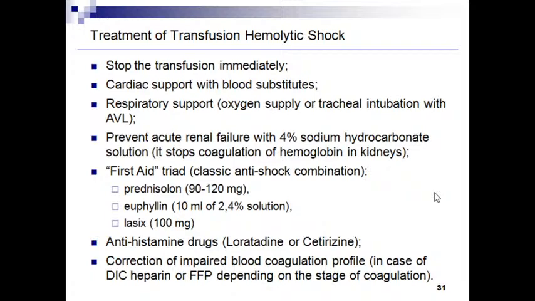And the last point of the treatment is a correction of impaired blood coagulation profile in case of disseminated intravascular clotting syndrome. Depending on the stage of the syndrome, we can use heparin solution in the hypercoagulative state or fresh frozen plasma in the hypocoagulative state of the syndrome.